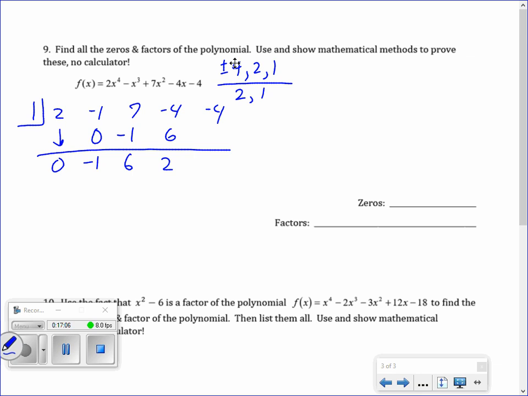Multiply, get 6 again. Get 2, and then... Oh, hang on, something went wrong. Negative 1, 6, 6 times 1 is 6, 2. 2 times 1. What did I do wrong? Let's see. Oh, I'm so sorry. I'm sure you noticed this earlier. Why did I put 0 here? So that caused me all kinds of problems. Going too fast.